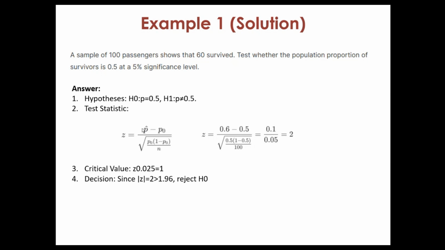You must be careful. P hat is for the sample proportion. P0 is the proportion of the population. And then you just plug in the values and then you get the value 2. So this is the calculated value. Now, remember just now, we get the calculated value.